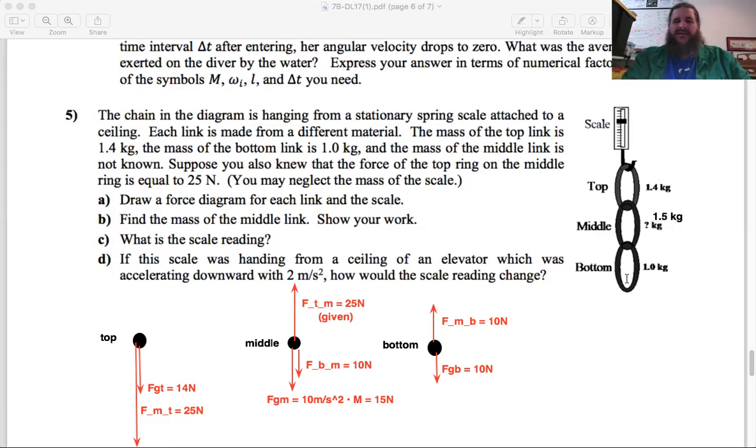The presence of the bottom link does influence the force the middle link exerts on the top link. Like the reason why the middle link is exerting exactly 25 newtons of force on the top link is related to the presence of the bottom link. But we wouldn't have a force from the bottom link on the top link because they're not touching each other. However, what other force is acting on the top link to prevent it from falling? What's holding it up? The scale? Yeah, we've got an upwards force on the top from the scale. And that's actually going to have to be pretty big, because what does that have to balance out?